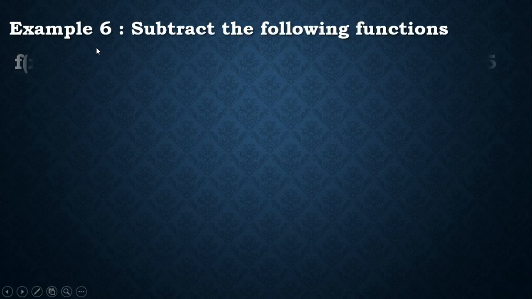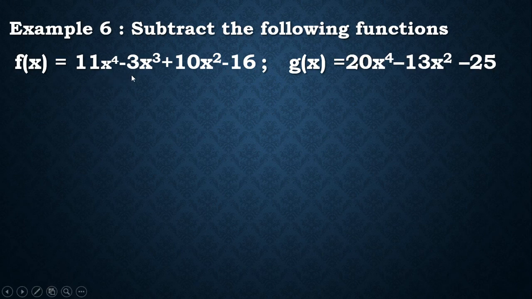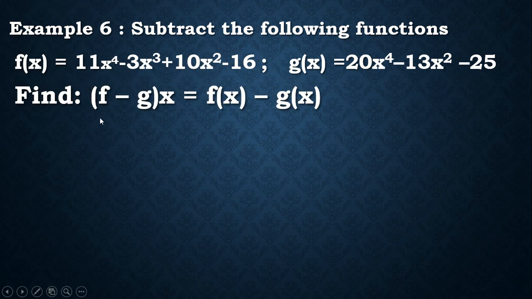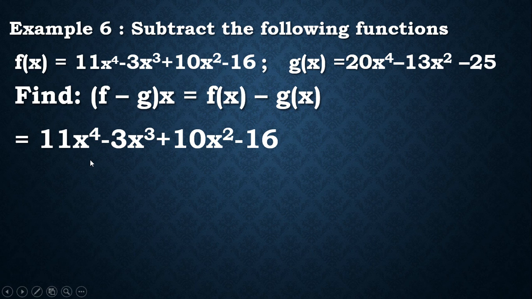Subtract the following functions. F of x is equal to 11x to the fourth minus 3x cubed plus 10x squared minus 16. And then we have the g of x, which is 20x to the fourth minus 13x squared minus 25. Still, we have to find the quantity of f minus g of x, that is equal to f of x minus g of x. First, we have to write the f of x, which is 11x to the fourth minus 3x cubed plus 10x squared minus 16. So we are in descending order from the highest exponent down to the lowest exponent: 4, 3, 2.